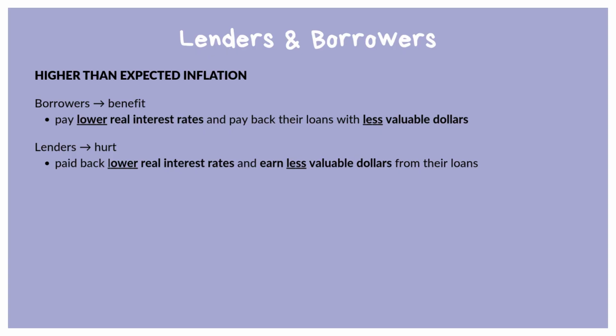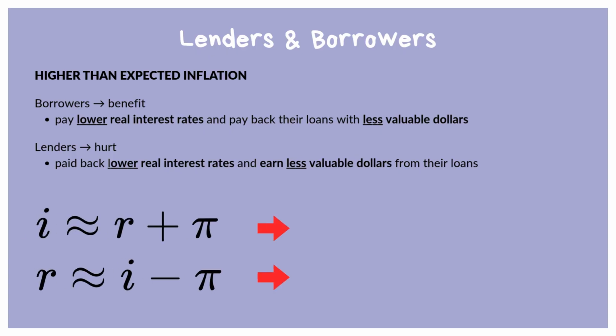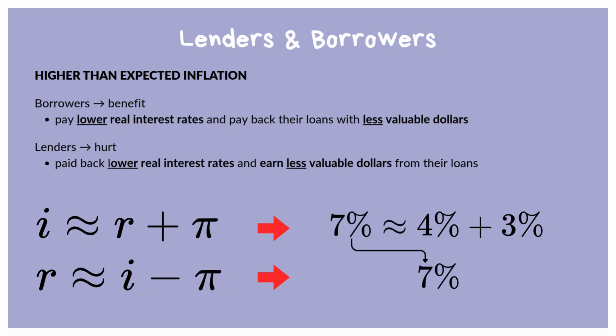Here, we'll use the Fisher formula from earlier to explain. Suppose a bank wants their loans to be returned with a real interest rate of 4%, and they expect the inflation rate to be 3%. This bank will then charge a nominal interest rate of 7% to its customers. However, the inflation rate turns out to be 5%. Plugging in those numbers, we find out that the actual real interest rate is now 2%, meaning that borrowers will pay back fewer real dollars, while lenders earn fewer real dollars.